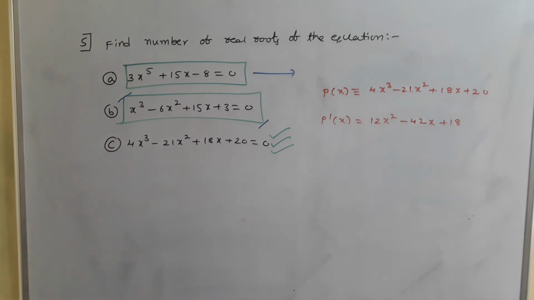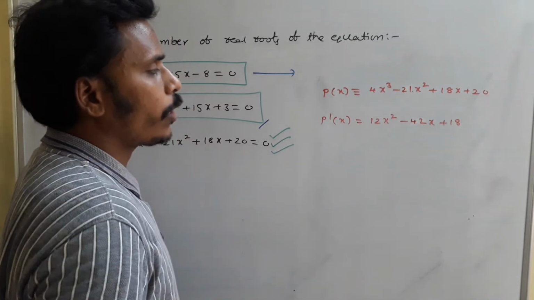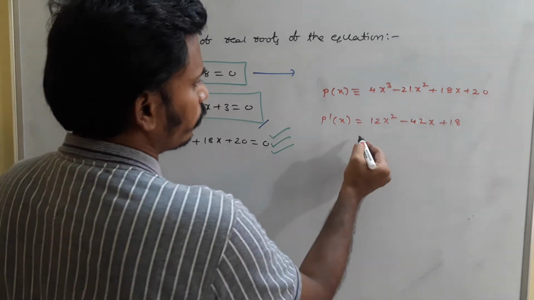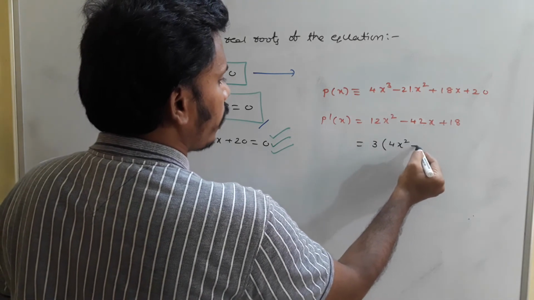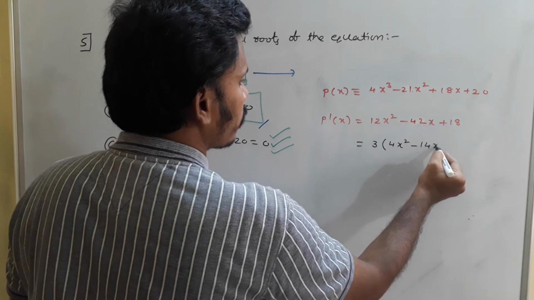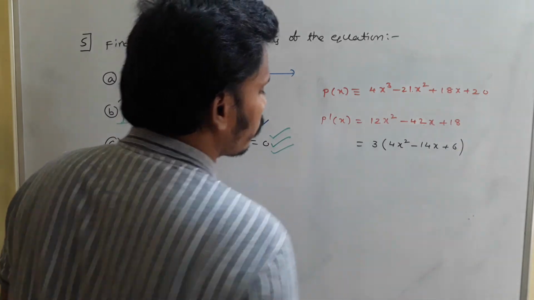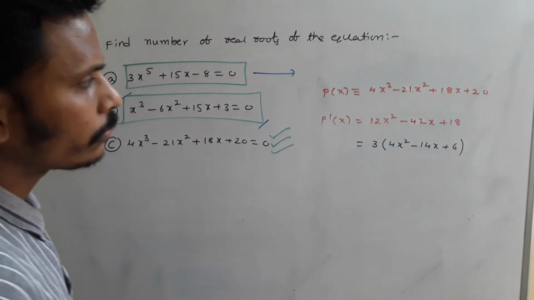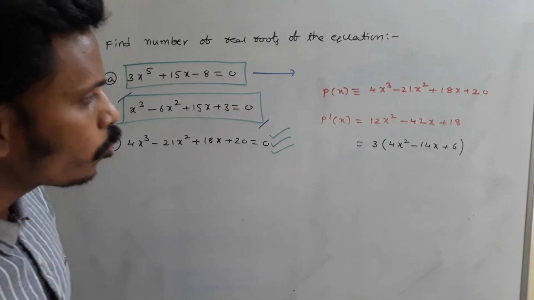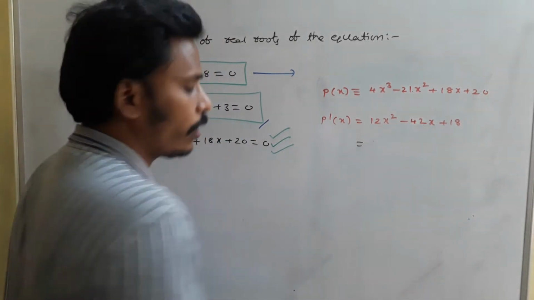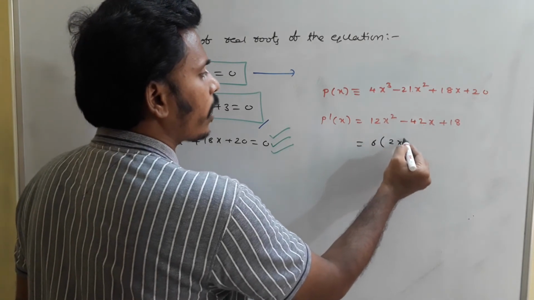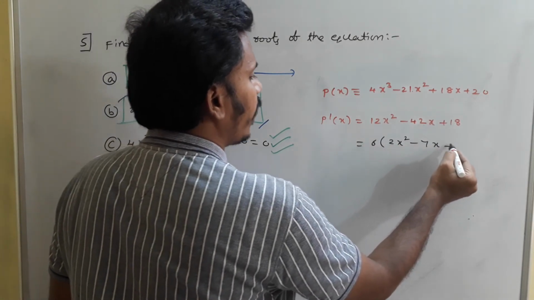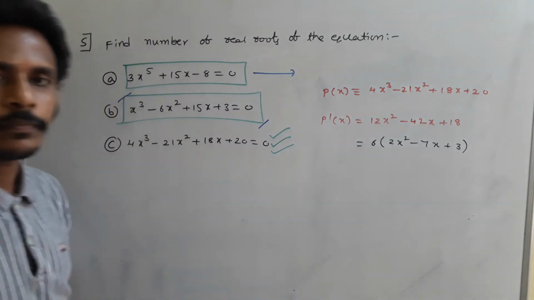So p dash of x is 12x square minus 42x plus 18. You just pick out 3: 4x square minus 14x plus 6. And then we have a possibility to pick out 2 also. At the end, totally pick out 6. So 6 into 2x square minus 7x plus 3.